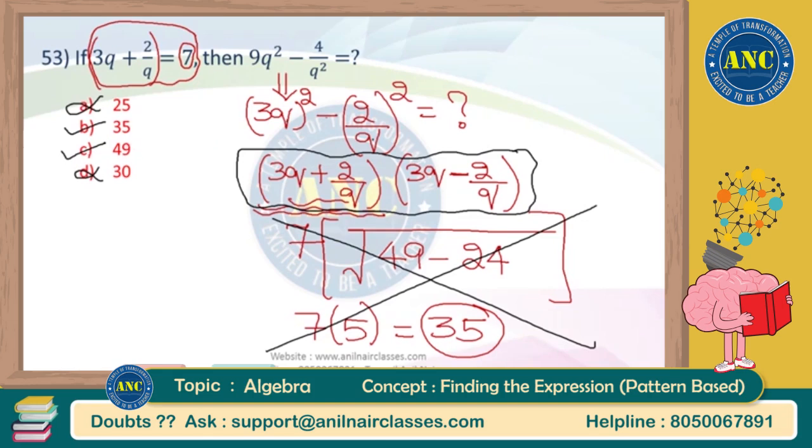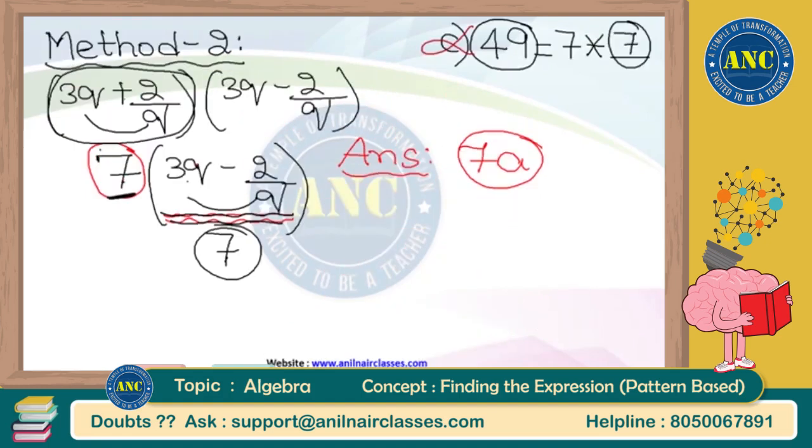But having said that, two options are there, and we eliminated 49 because 49 is 7 multiplied by the same number 7. If I make it the same number 7, that means the sum of two numbers 3q and 2/q is 7. Will the difference of the two numbers also be 7? No. The sum and the difference of two numbers cannot both equal 7 in this case. So the answer cannot be 49. The only option left is 35. This is how you need to think, sir.